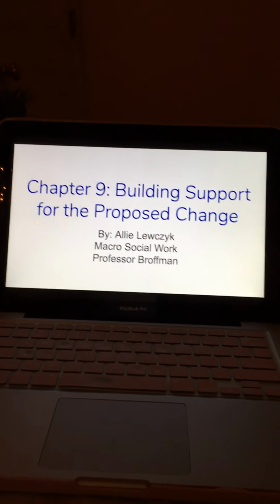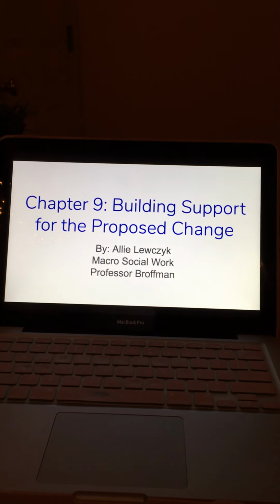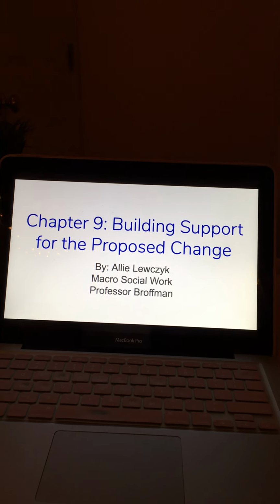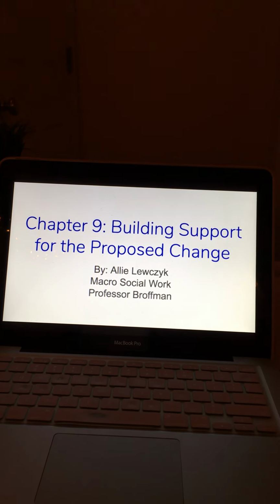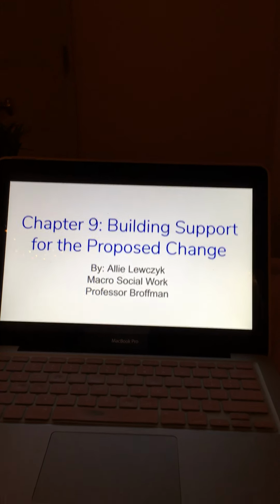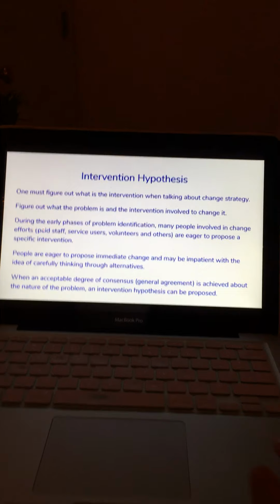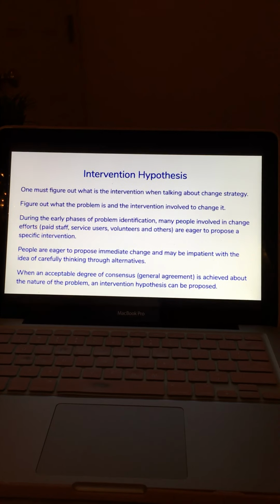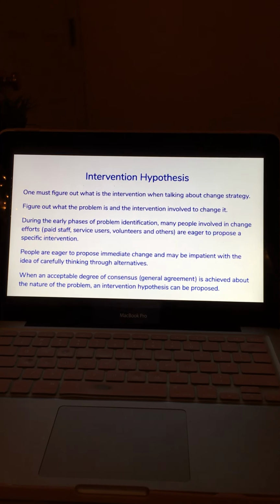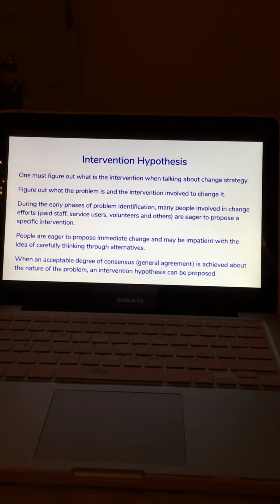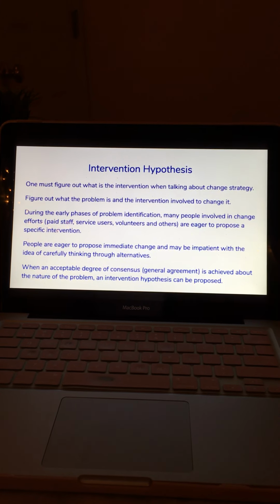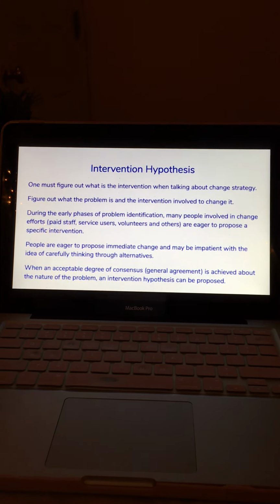Before I get started, I just want to talk about the learning outcomes from this chapter, which are: write an intervention hypothesis, identify and list participants within systems, and discuss methods used to build system capacity for change. So here we go. An intervention hypothesis, so basically a definition. One must figure out what the intervention is when talking about change strategy, so what exactly needs to be changed. Figure out what the problem is and the intervention involved to change it.